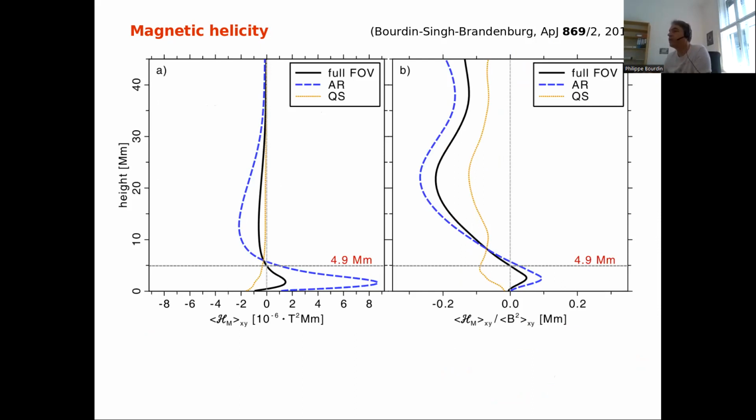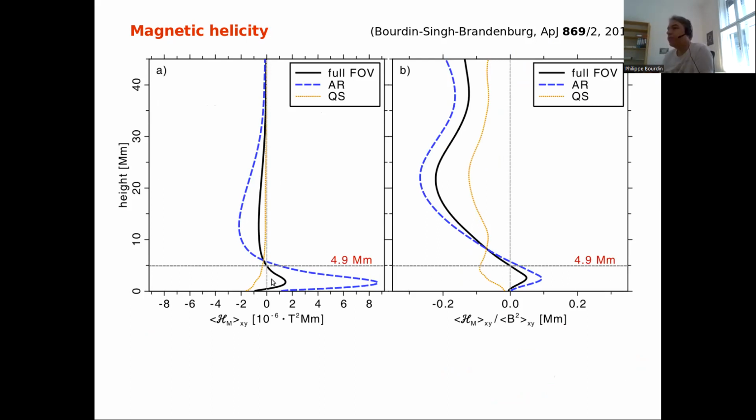So the full field of view is the same as I've shown you, just with a larger amplitude here. The black color is the same as you have seen before. This is the magnetic relative helicity, and you see there's the sign reversal. We get the sign reversal around 5 megameters.